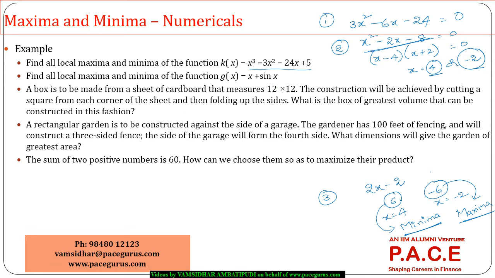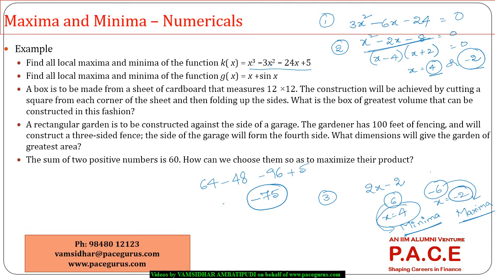And now if I have to find what is the minimum value, substitute x equal to 4 in the original function. So if I substitute x equal to 4, 4 cubed, 64, minus 3 into 4 squared, 48, minus 24 times 4, 96, plus 5. So this is the minimum most value that is possible for this function. 16 minus 96 minus 80 plus 5. Minus 75 is the minimum value for this particular function.